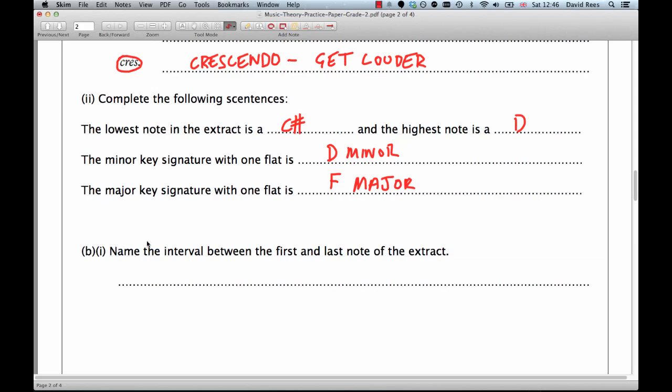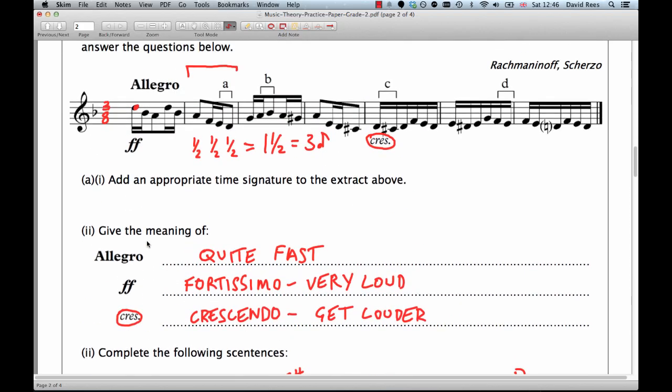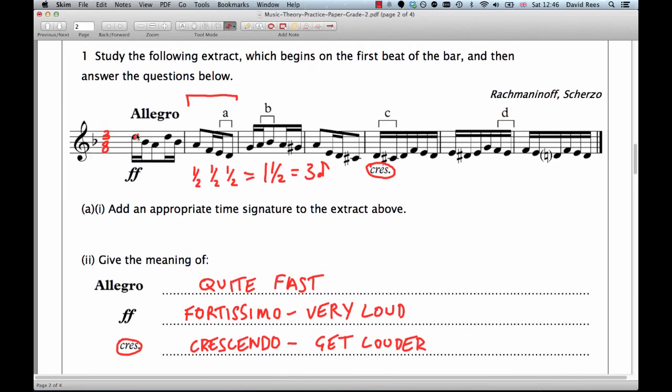Name the interval between the first and last note of the extract. So we have to look at the first and last note and work out what is the space in pitch between them. And so here's a D up here. This is quite a high note, I suppose, to start on. And we're looking at the last note. It's also a D down here.